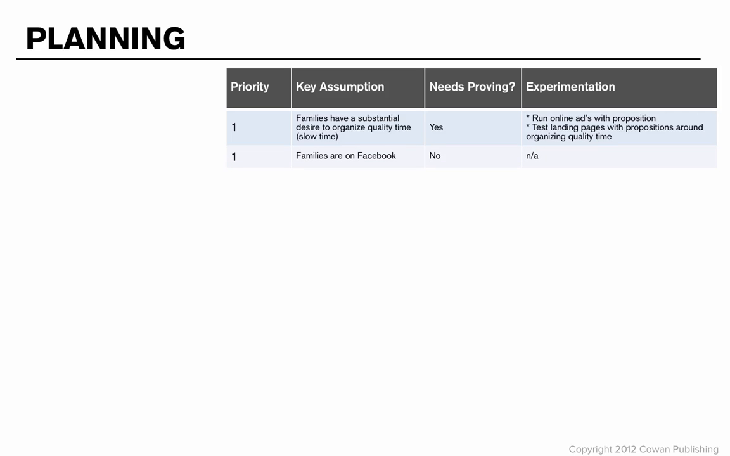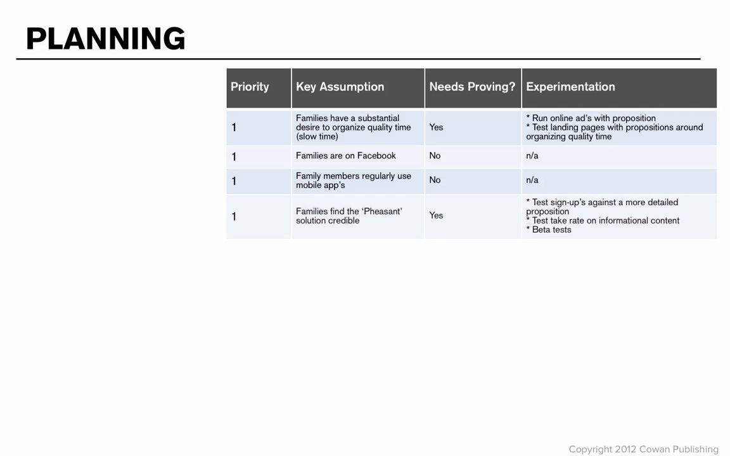Secondly, families are on Facebook. This is not a proposition that needs to be proven. It's important, but it can be generally accepted. There's data out there. People will accept this. Same thing with the proposition that family members regularly use mobile apps.